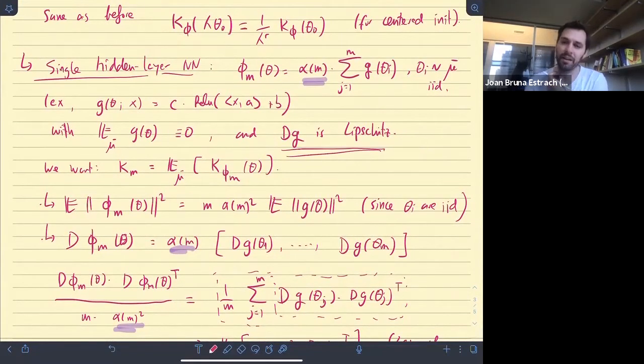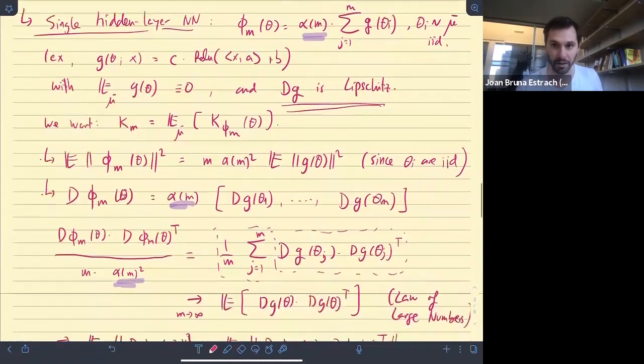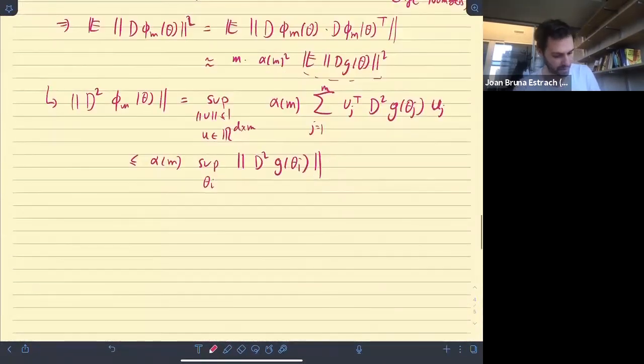So if the gradient is Lipschitz, what do we know about the norm of the Hessian of G, which is the gradient of the Jacobian? This is no more than the Lipschitz constant of the Jacobian, right? So this is alpha m times another constant, which is the Lipschitz constant of the Jacobian. Okay?